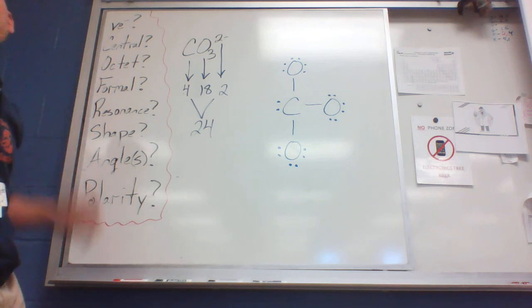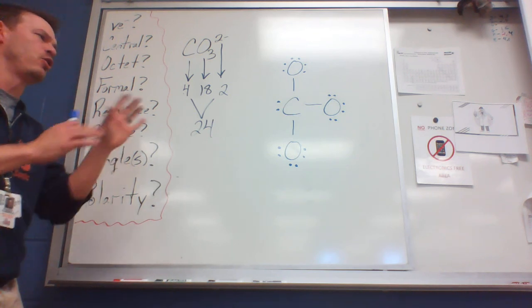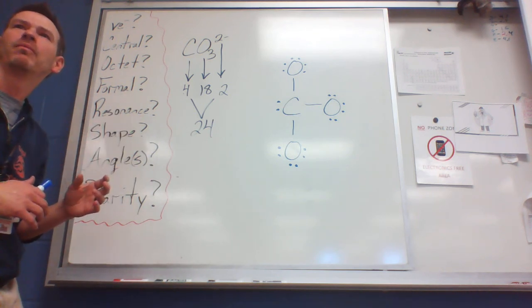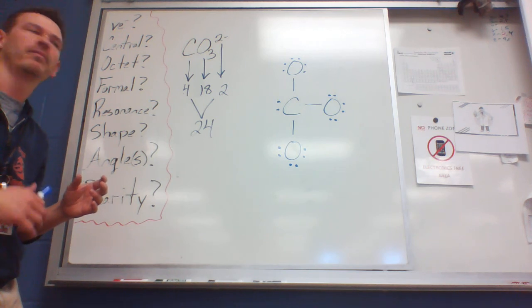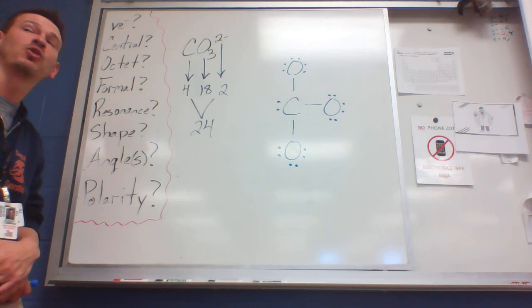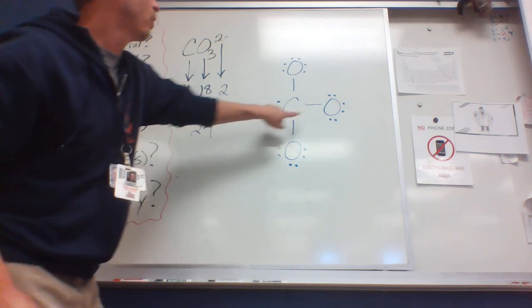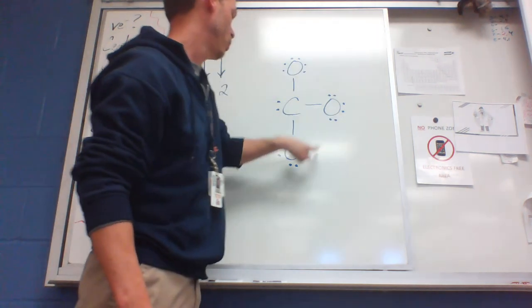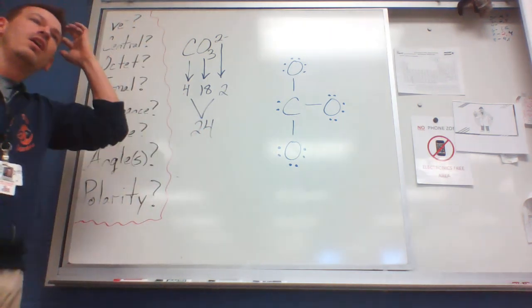We're still on the octet. Are we done? Are the dots good? Eight, 16, 24. There's too many. There's 26. 2, 4, 6, 8, 10, 12, 14, 16, 18, 20, 22, 24, 26. All right? Okay, we should do a double bond.